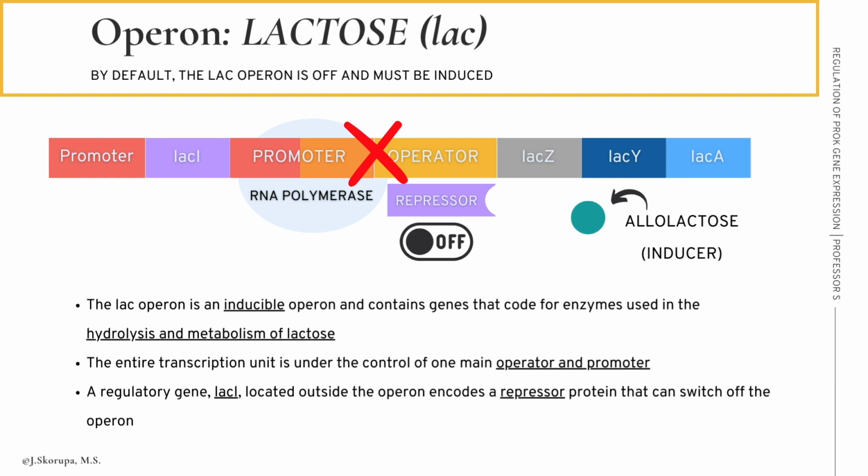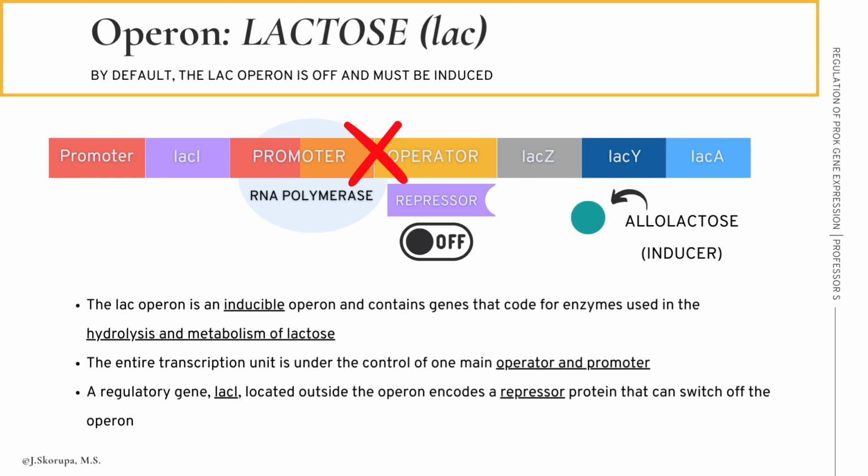This operon is called the lactose operon because its job is to code for enzymes used in the hydrolysis and metabolism of lactose. In other words, these enzymes break down lactose after it's been ingested or taken in by a bacteria so that the bacteria can use it as energy.